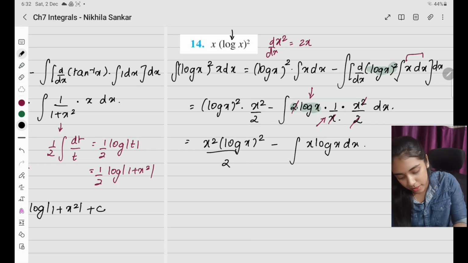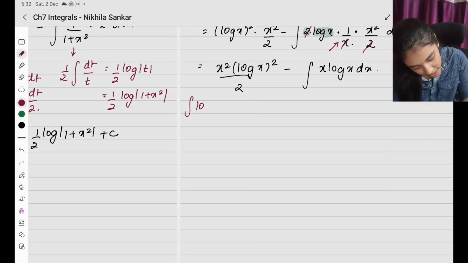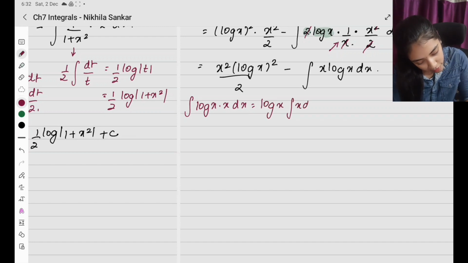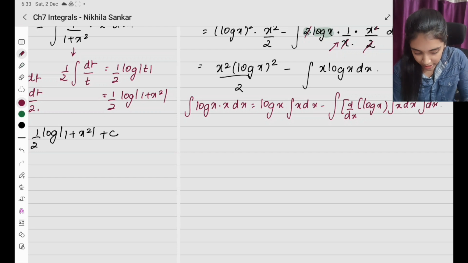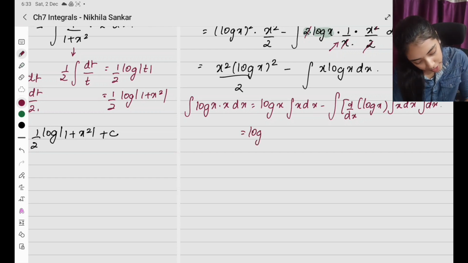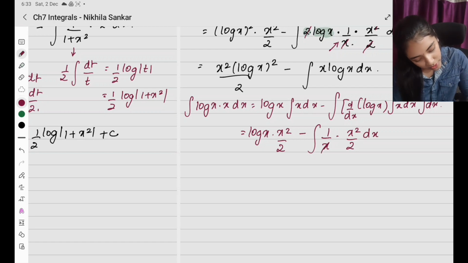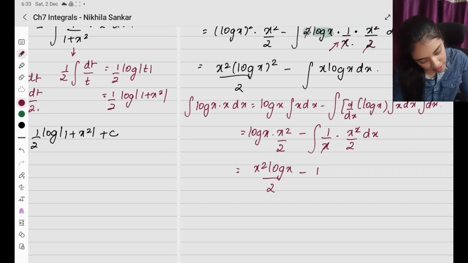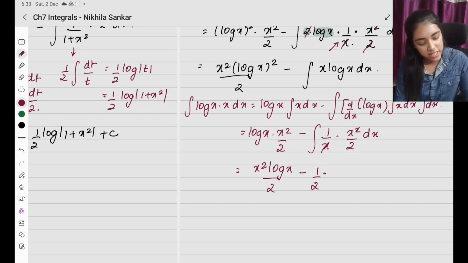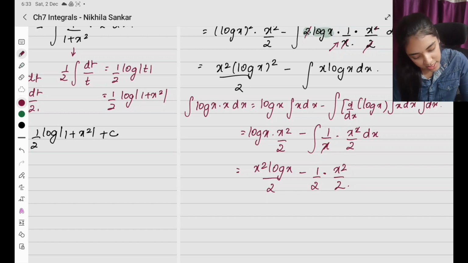Now can we integrate x log x? For this function, log x is given first preference. So log x times x dx: log x times the integral of second, minus the integral of d by dx of log x times the integral of second function times dx. Now log x times x square by 2 minus the integral of d by dx of log x, which is 1 by x, times x square by 2 dx. So I can cancel this. So it will be x square log x by 2 minus 1 by 2 times the integral of x dx, which is going to be x square by 2.